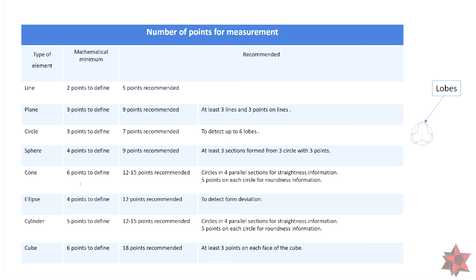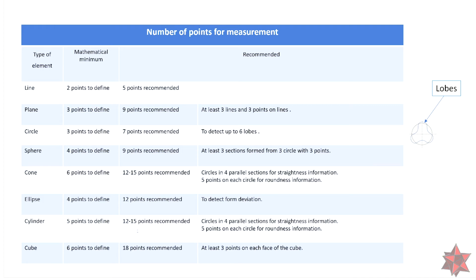For the ellipse, you will have to take 4 points to define it, the minimum mathematical number, and 12 points is the number of points recommended to make the ellipse, and also more points if you want to detect the form deviation of the ellipse. For the cylinder, it's enough to use 5 points to define it. The minimum mathematical number is 5. So if you take less than 5, the software will not know how to evaluate the cylinder. It will not know that you want to tell it that there is a cylinder there.